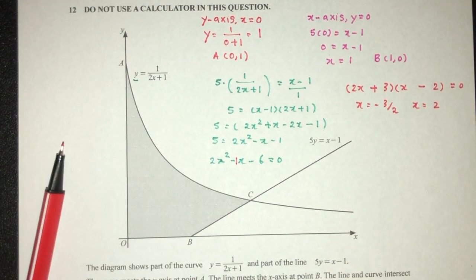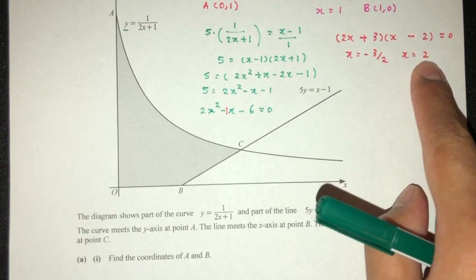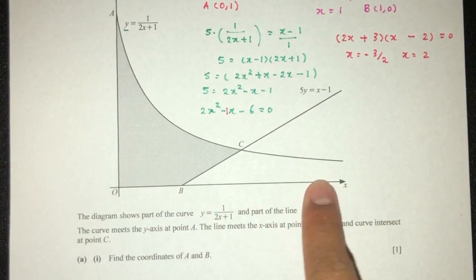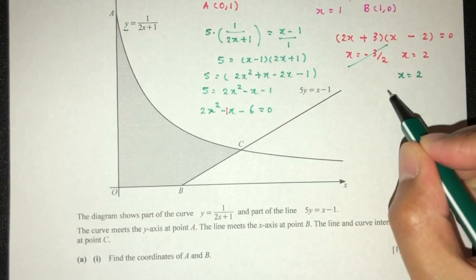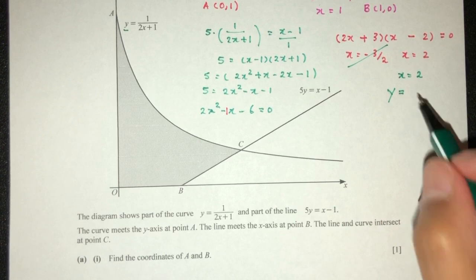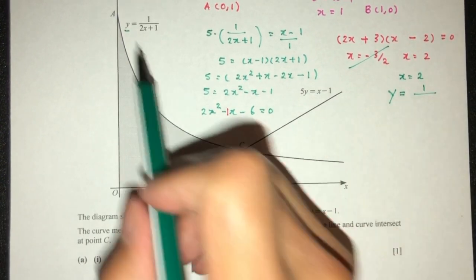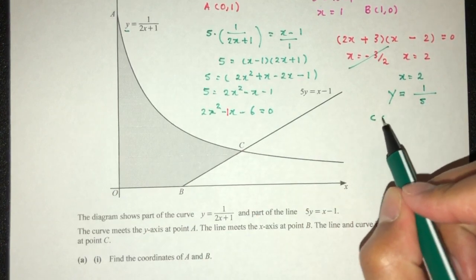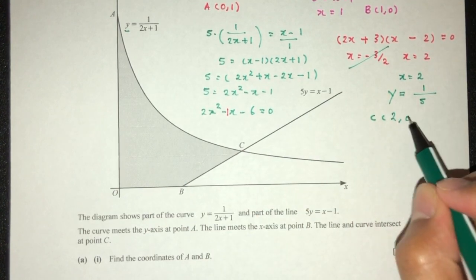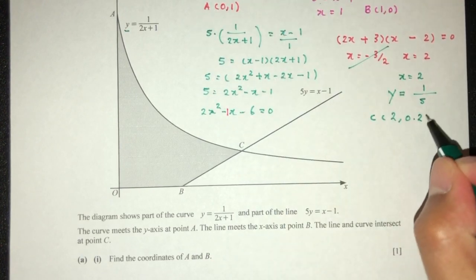Now obviously by observation and elimination, you can see the value of x here obviously has to be a positive number, so minus 3 over 2 cannot be your value. So x will be the value of 2, so find the corresponding value of y. Replace back in your main equation, that will be 1 over 2 times 2 is 4 plus 1 is 5. So the point C will be 2 and then 0 point, so 1 divided by 5, 0.2. If you want, you can write that, up to you.